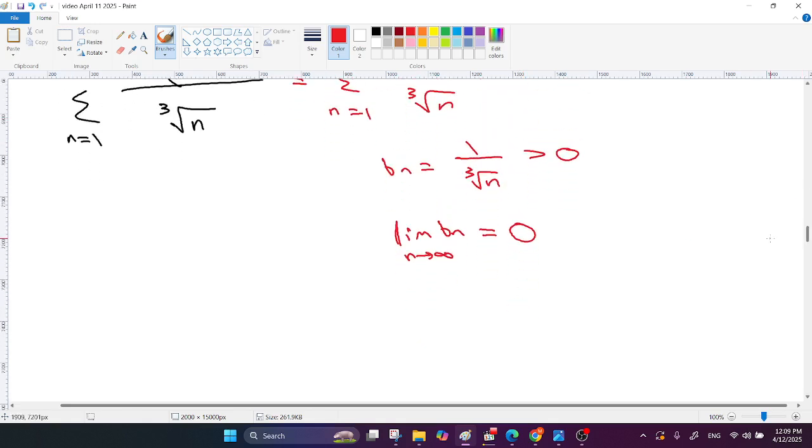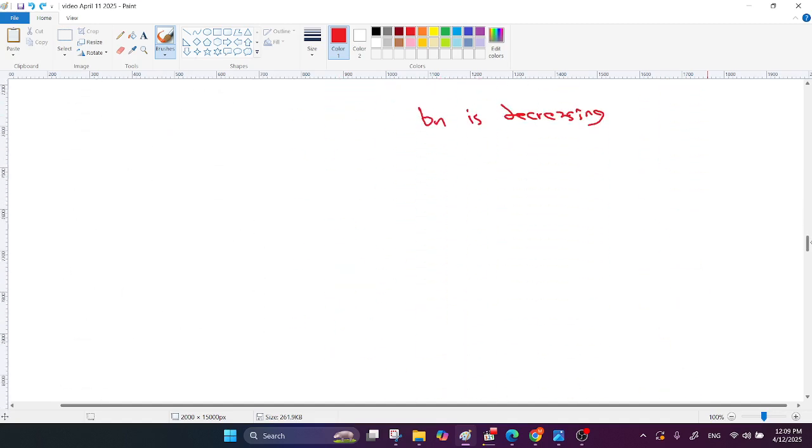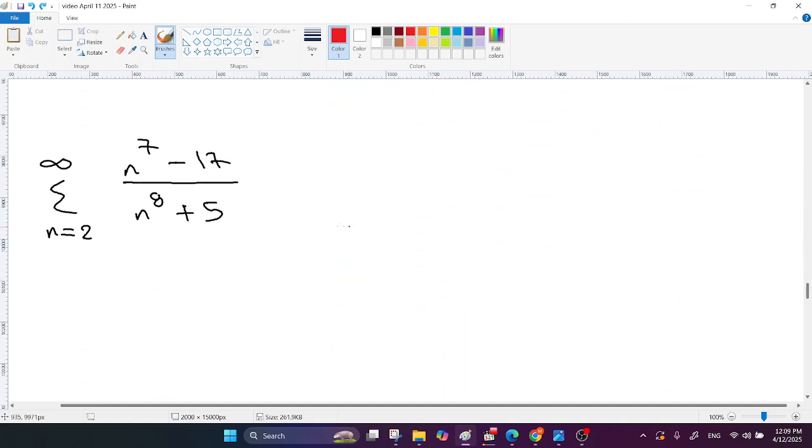Now, is it decreasing? Yes, b_n is decreasing, clearly decreasing. If you want, you can use the derivative to show that it's decreasing, but in this example, it's clearly decreasing, because here you have 1 over cube root of n. Cube root of n is increasing. So every time you have a denominator bigger than the previous one, so you are decreasing, okay? Now, the next one.